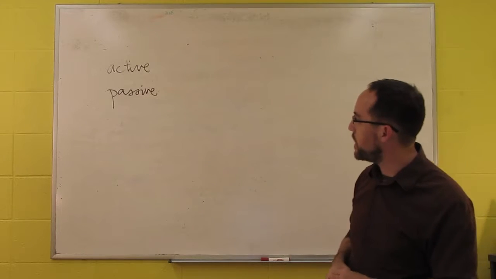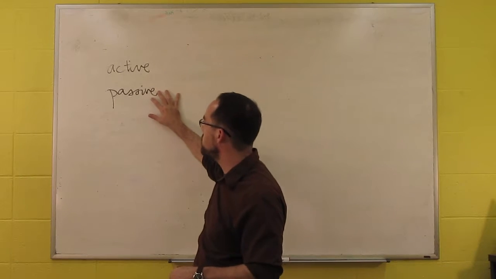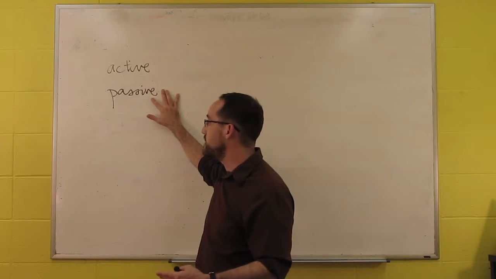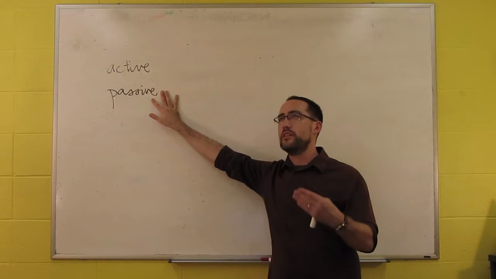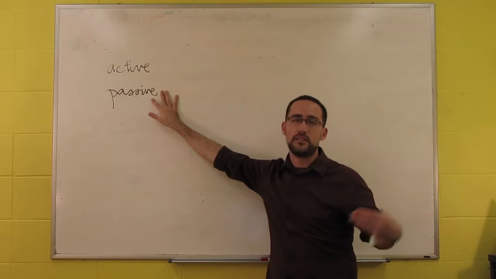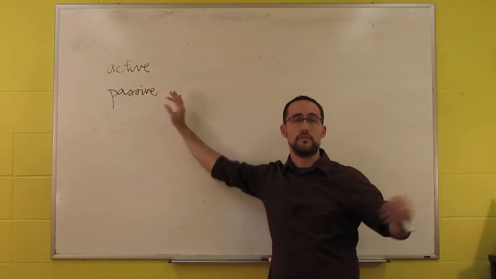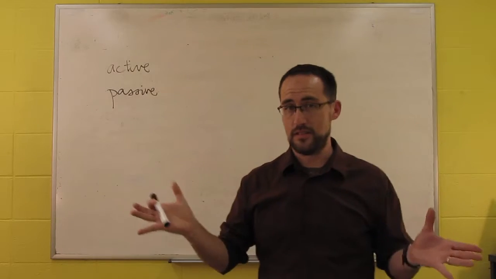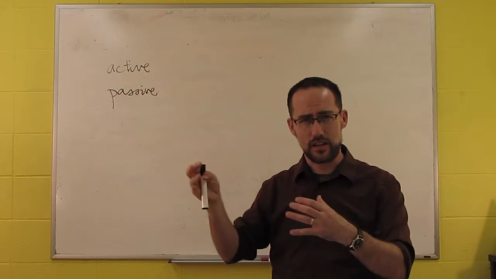Another feature of the passive is that you can still express an agent. There can be an agent, but that agent is not an argument. It has to be introduced as an adjunct, usually by a prepositional phrase, or in some languages, a special case. But it's not going to be an argument.